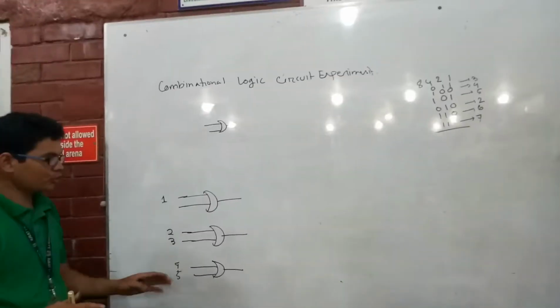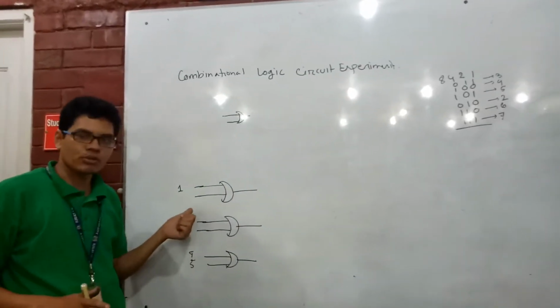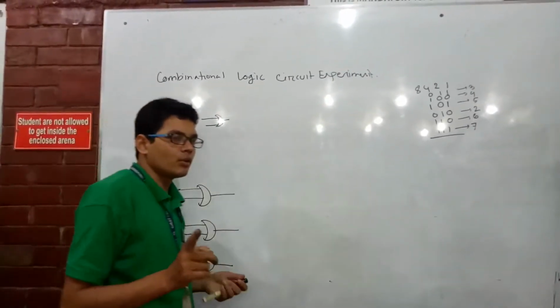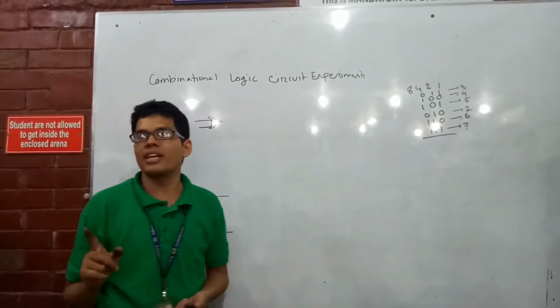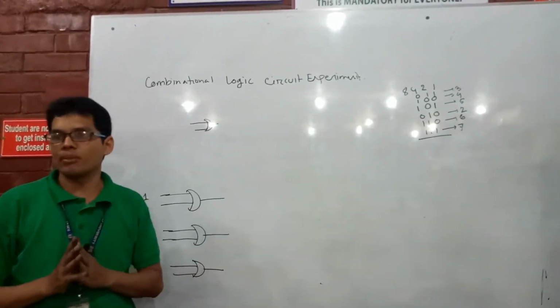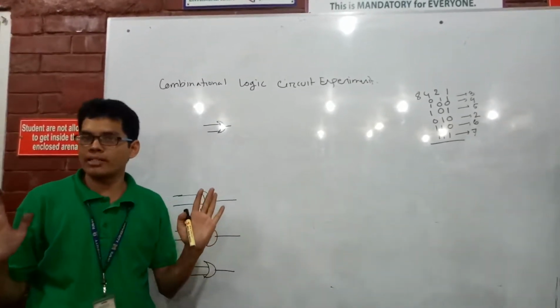For example, these are the outputs, right? And these are the inputs. Take a note that in an encoder circuit, only one input can be activated at a time. You cannot activate several inputs at a time. I'm giving you an example of that.